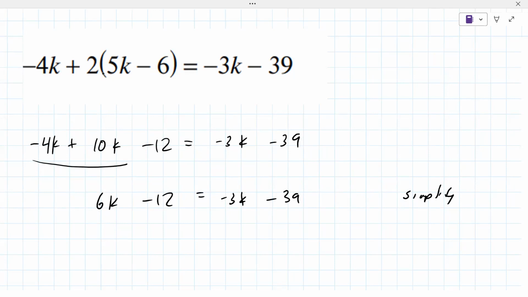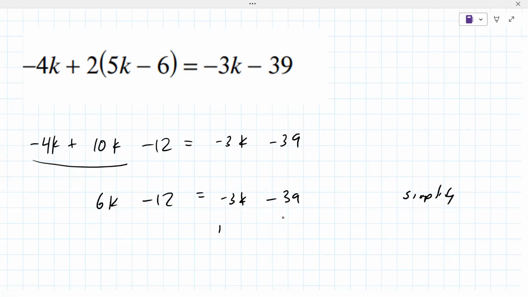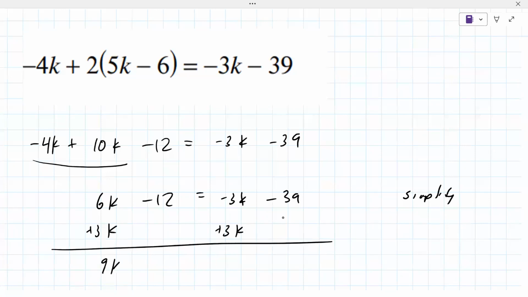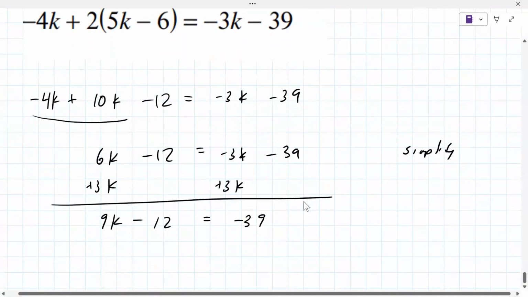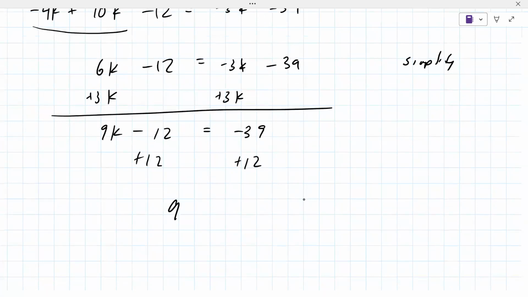Now we're down to something that you have been doing all afternoon. 6k minus 12 equals minus 3k minus 39. Add 3k to both sides, so you get 9k minus 12 equals minus 39. Add 12 to both sides, and you get 9k equals minus 27. Divide by 9, k equals minus 3. So it's just more of the same to do.